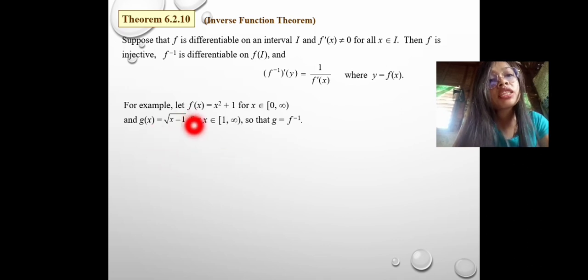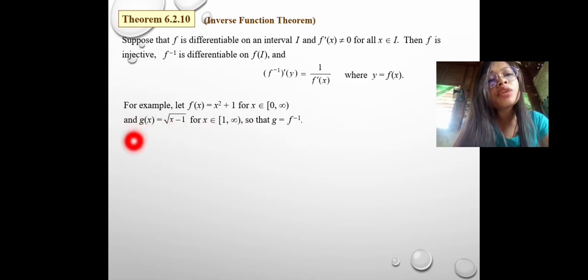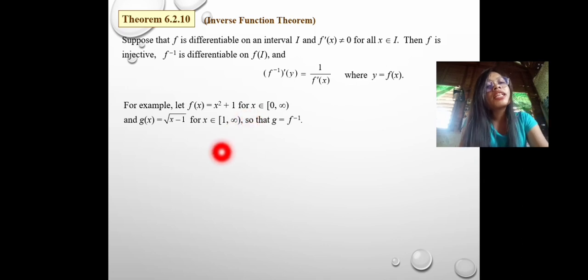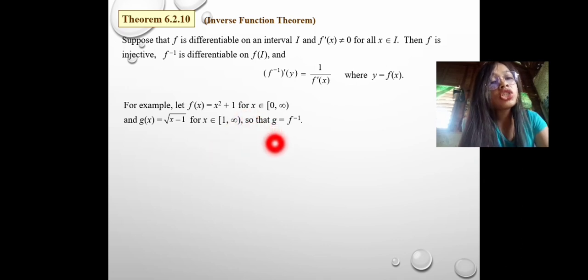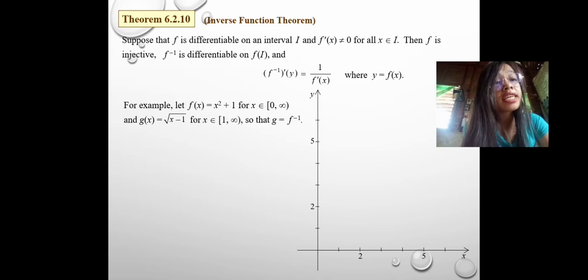For example, let f(x) equal x squared plus 1 for x in [0, infinity), and g(x) equal the square root of x minus 1 for all x in [1, infinity), so that g equals f inverse, and this is the graph.